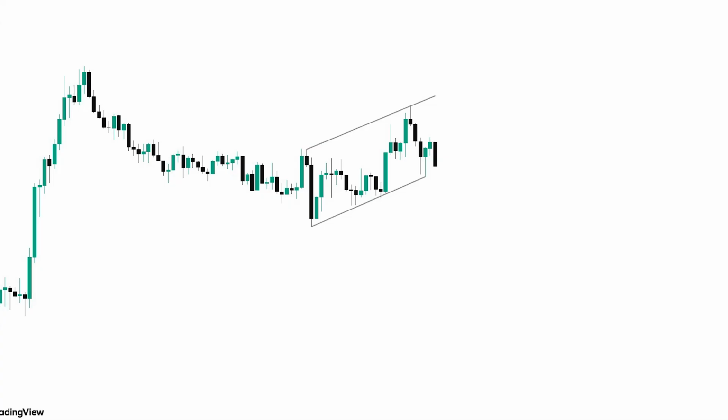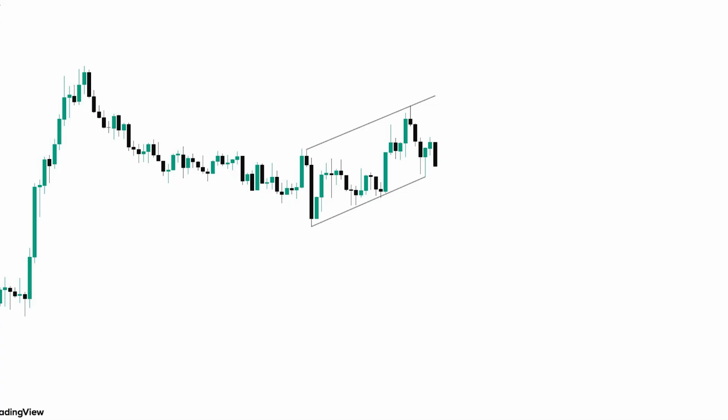Look at the context. We had a strong move down, clear selling pressure, and what comes after that? Not a reversal, a slow, grinding channel up. This right here, it's weak, small candles, overlapping price action, no real momentum. That's not how real bullish trends move. This is distribution inside an ascending channel.